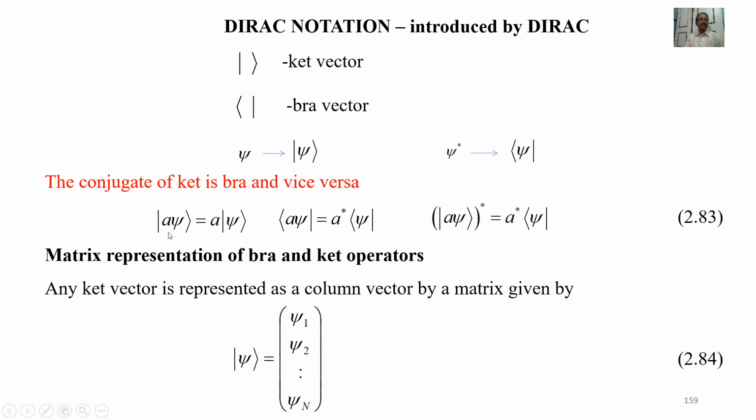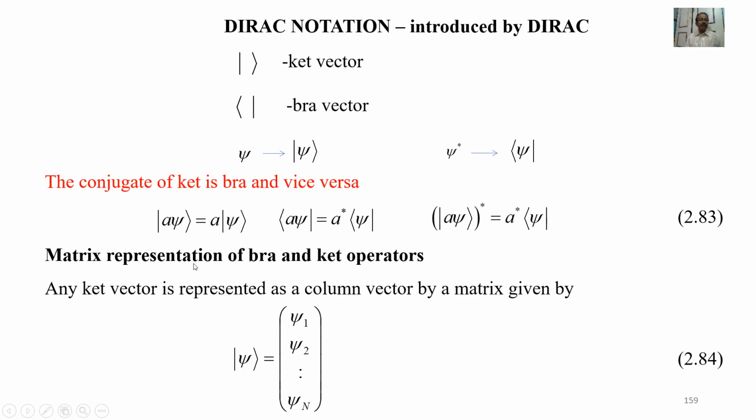So A psi. See here we have A psi. A is a scalar. You can pull it out. So A ket psi. And similarly, bra A psi is equal to, and this is the complex conjugate of psi, so this must be written as A star bra psi. And of course, A psi together, ket psi whole star, is equal to A star bra psi.